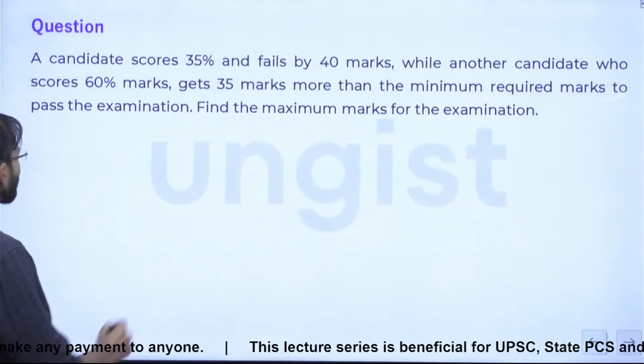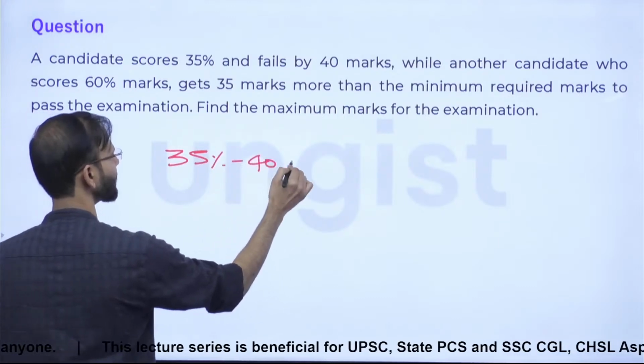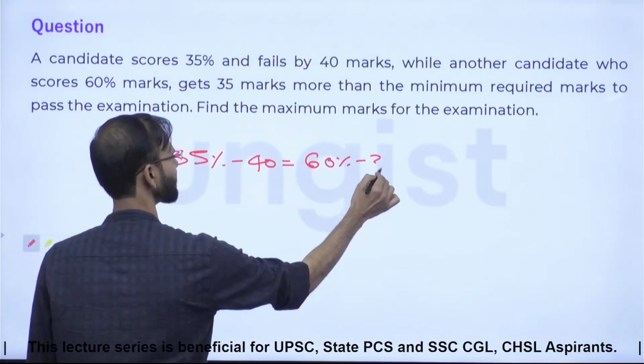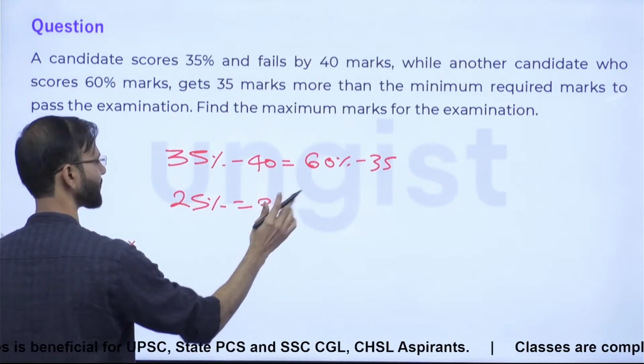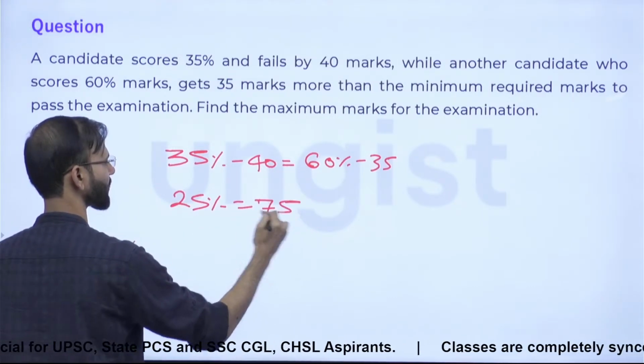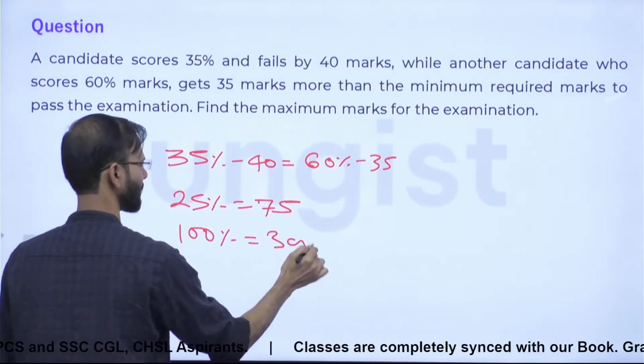Look everyone, look here. Now I am not writing any theory. 35% minus 40 is equal to 60% minus 35. Isn't this it? Bring it here. 25% is equal to 75. Then 3 times of this, so 100% will be 300. All of you fine now?